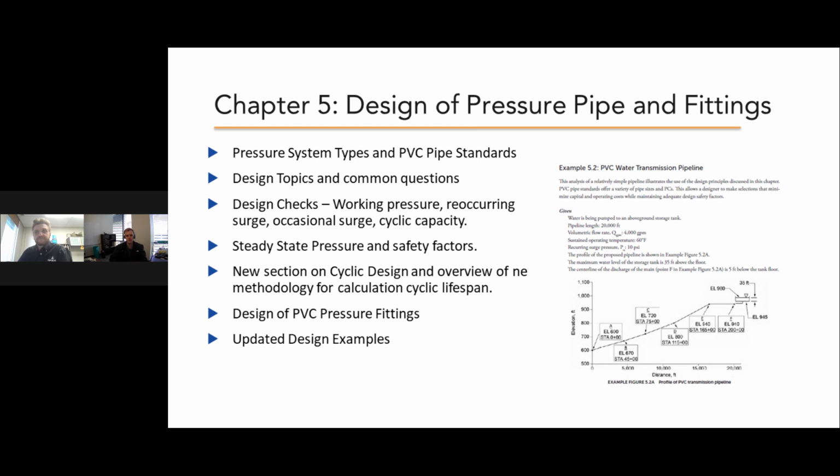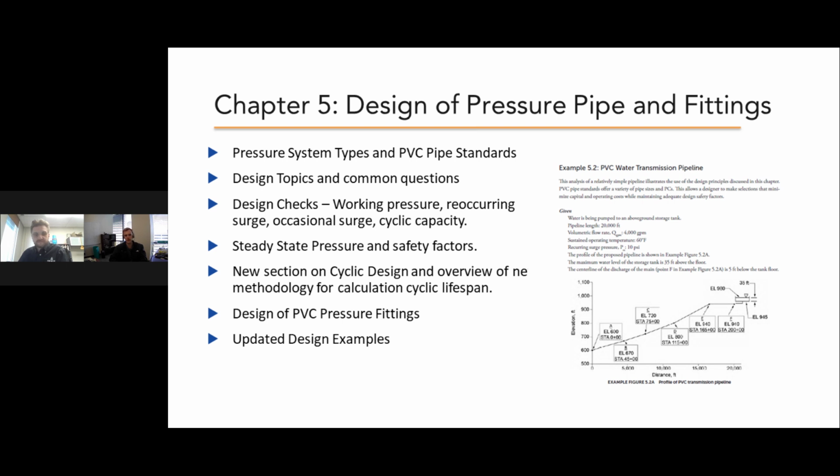So the new methodology was developed by Dr. Folkman of Utah State, I believe in 2014 or 2015, and was based on a series of cyclic testing that he performed at their Buried Structures Laboratory, basically to determine a baseline of data points that he could then use a best fit line on to come up with a formula for the number of cycles till failure, and use that formula as the methodology for cyclic life calculations. That's all been included in the new chapter, and we also have a calculator that is based on that.